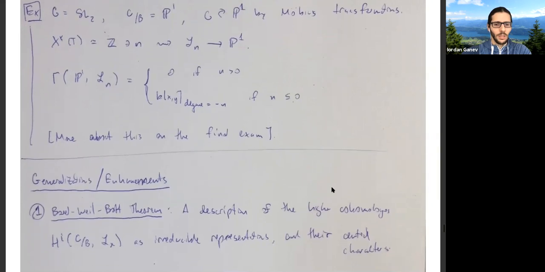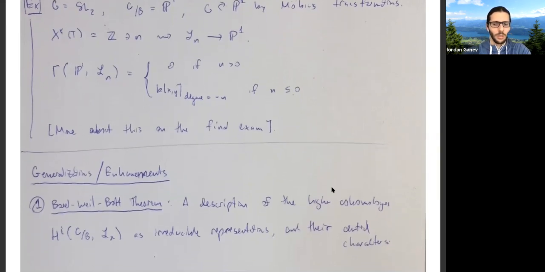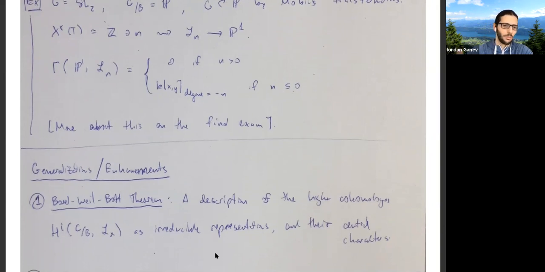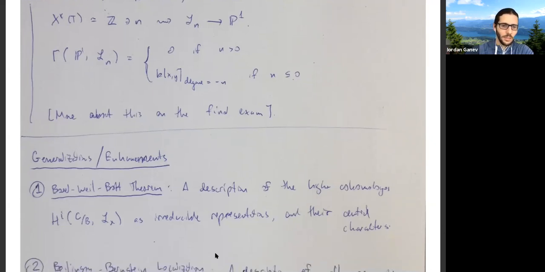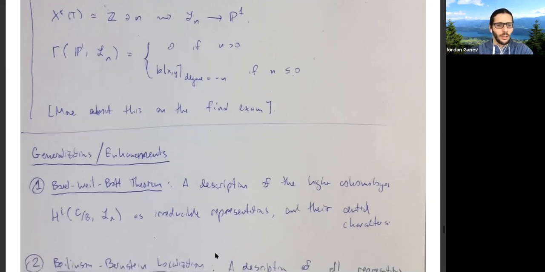Let me mention something about the more general statement. The full Borel-Bott theorem is a description not only of the global sections, but of the higher cohomologies of these line bundles. It's a description of these cohomology groups as irreducible representations, with explicit computations of their central characters in terms of the length function on the Weyl group, the shifted Weyl group action on the characters, dominant weights, and so on. Okay, that's a generalization in one direction.